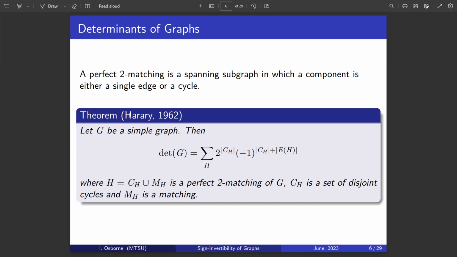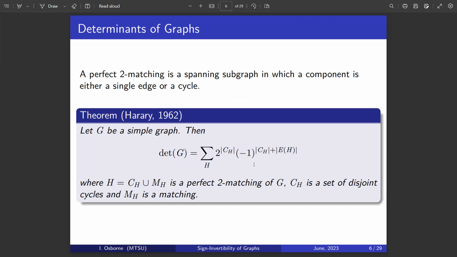So this theorem allows us to express the determinant in terms of the number of edge matchings of the graph, as well as in terms of cycle matchings. An edge matching is when you are expressing the spanning subgraph of the graph in terms of just edges, no cycles involved. A cycle matching has at least one cycle in there somewhere. And that comes into this part of the determinant here.